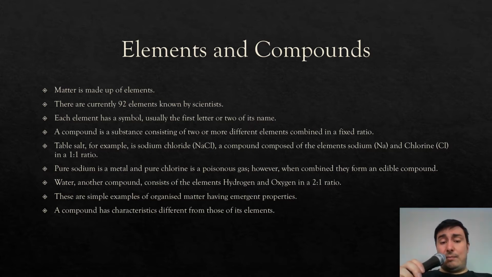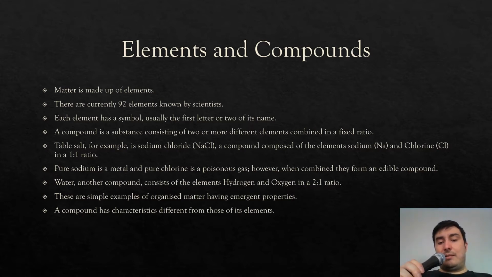Pure sodium is a metal and pure chlorine is a poisonous gas. However, when combined, they form an edible compound. Water is another example of a compound that consists of the elements hydrogen and oxygen in a 2-to-1 ratio. So although water is matter, it's actually made up of elements, and those elements are hydrogen and oxygen.